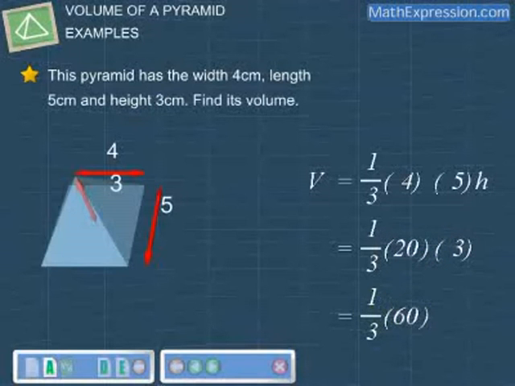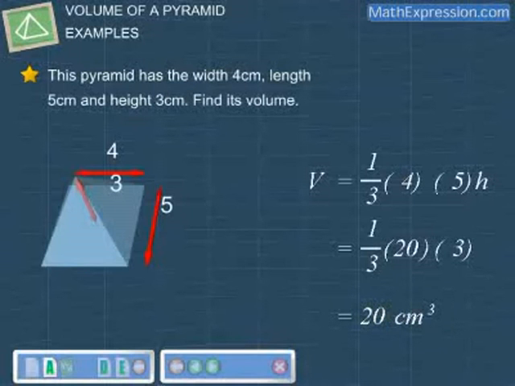Note that this term is the same as 1 bracket 60 over 3. 1 multiplied by 60 gives back 60. Next, 60 divided by 3 gives 20. Now, this number has no meaning unless we include the unit for it. Since the units are given in centimeter, the unit for volume will be in cubic centimeter. Hence, the volume of this pyramid is 20 cubic centimeter.